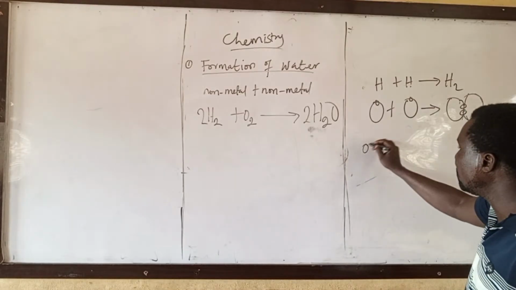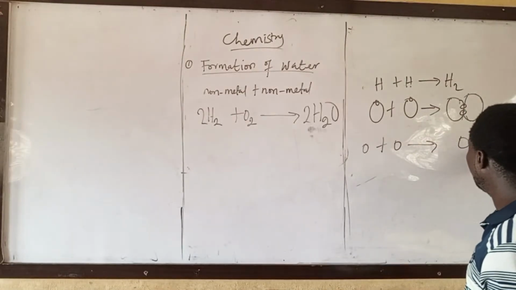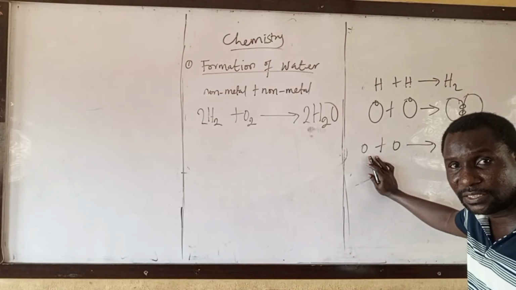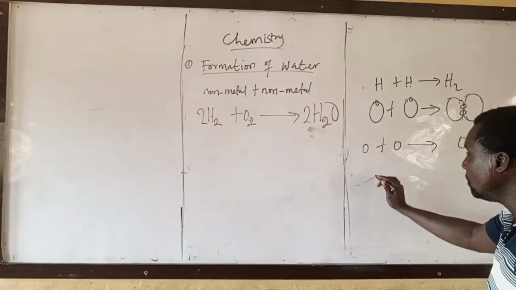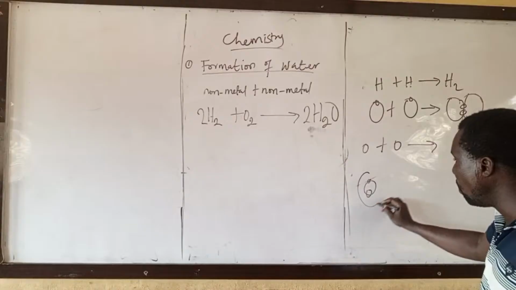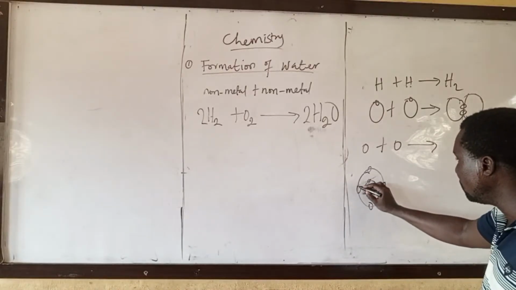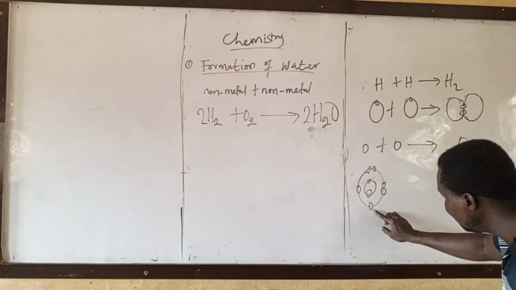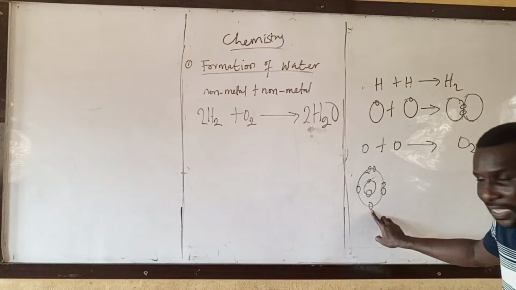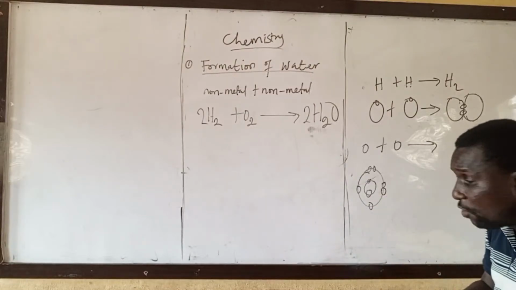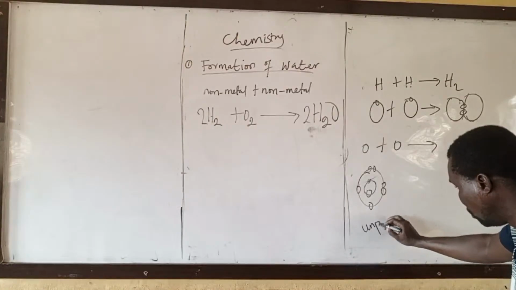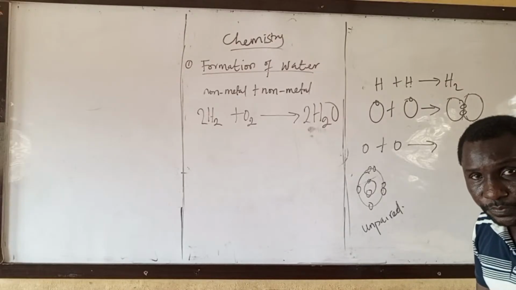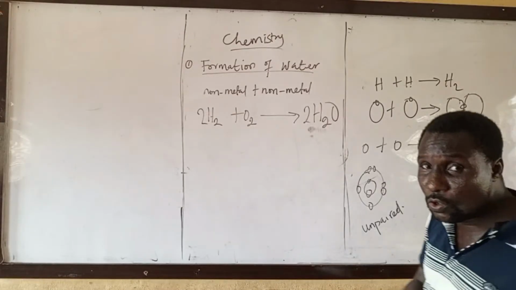When you have oxygen plus oxygen to give you O2, that means oxygen is 8. Atomic number of oxygen is 8. That means the electron number is also what? 8. You have 2 and what? 6. Isn't it? Class, take note. This one is standing alone. When you have one electron standing alone, it's known as what? Unpaired electron. It's known as unpaired electron.